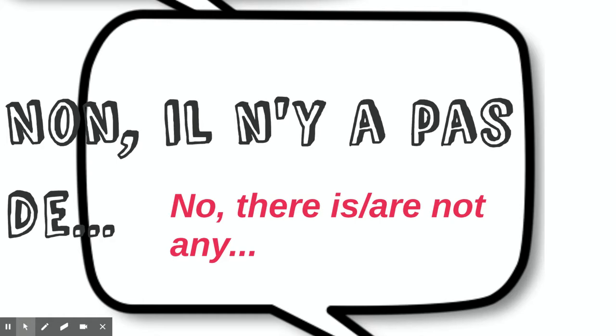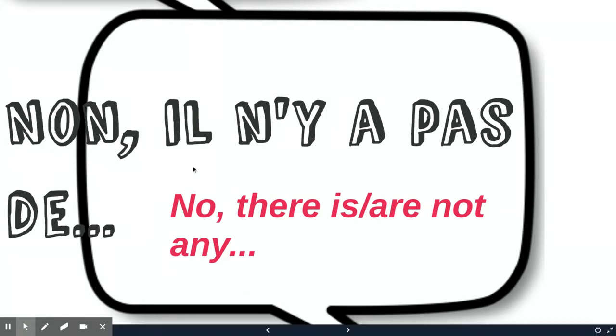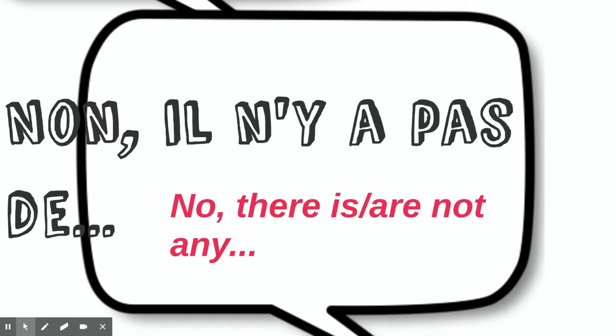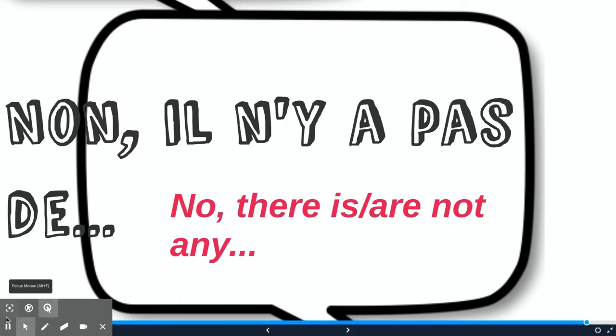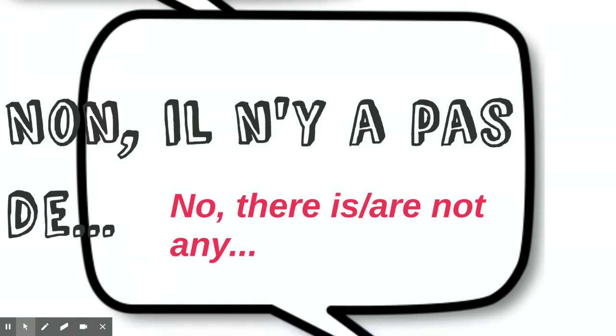So when you're saying something and it's negative, so this means negative, right? We're saying that there isn't something. We take that un or that une and it gets replaced with de. So instead of saying oui, il y a une télévision, you say non, il n'y a pas de télévision, and then there's no un or une attached to it.